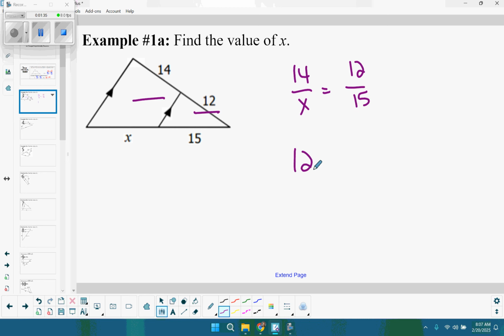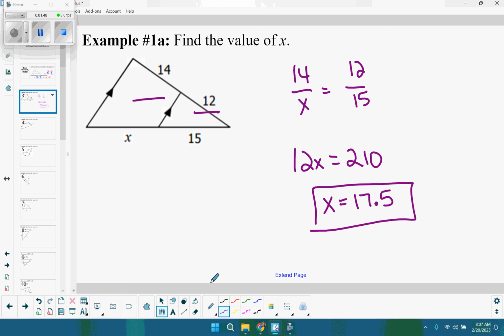So we're going to cross multiply. I get 12x equals 14 times 15, which is 210. And when I divide that by 12, I get x is 17.5. It's okay to get decimals here. It's okay to get gross decimals. It's fine.